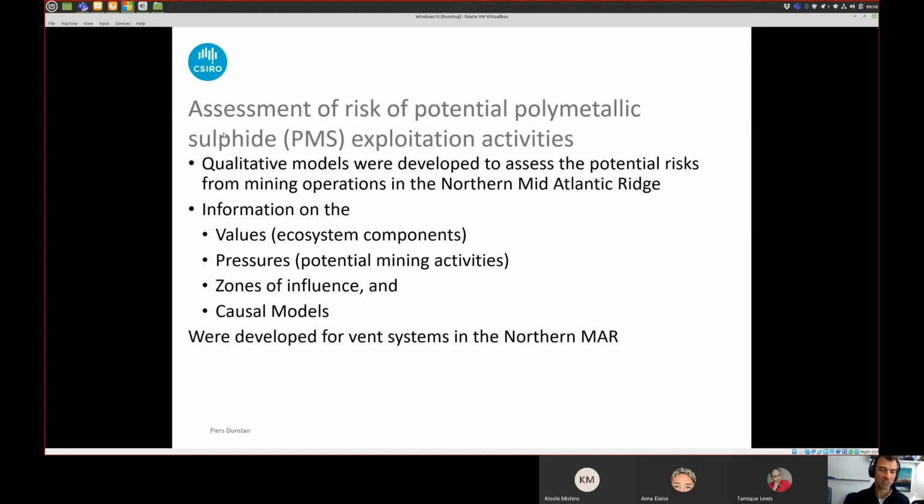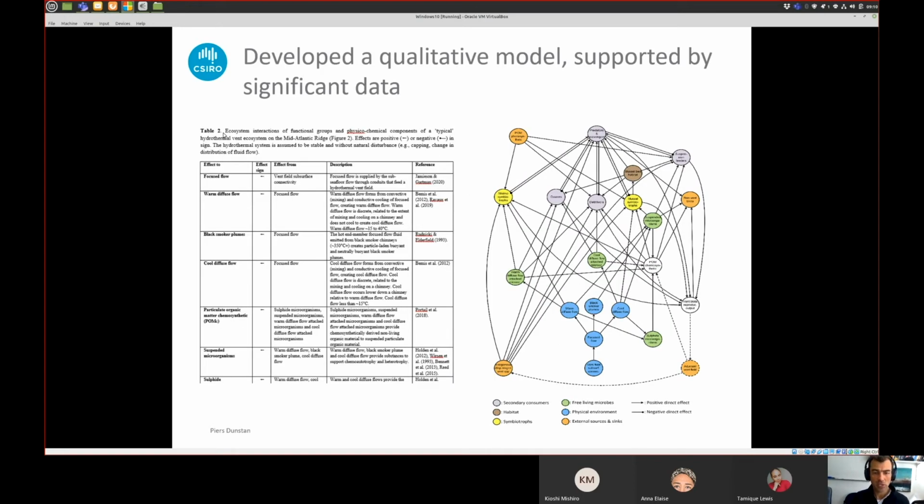And we developed these for the vent systems in the northern Mid-Atlantic Ridge. And this is the model that was developed for the northern Mid-Atlantic Ridge for the vent communities. And what you can see here is that this model basically identifies where all of the different parts of the vent system are actually occurring, and how different components are linked to each other. What's not shown on this diagram, though, is all the locations where we actually see some sort of direct impact coming into the system.